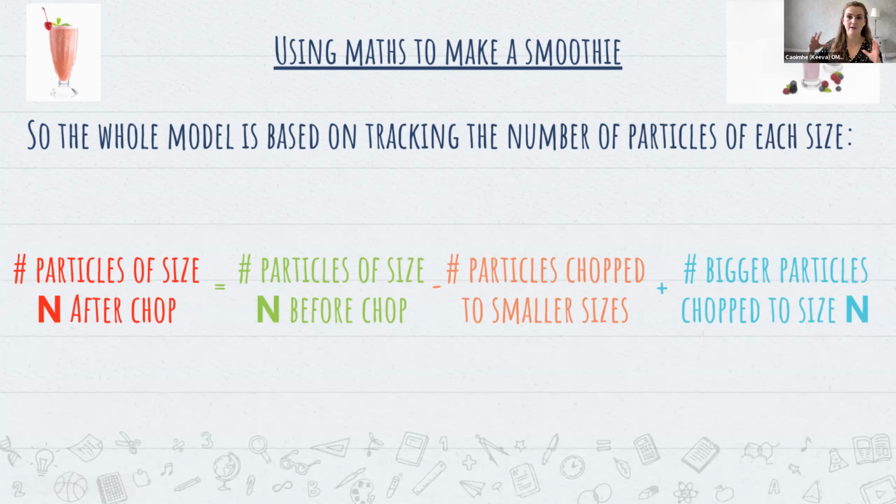Because there couldn't have been any particles bigger than n to possibly be chopped down and become size n. So this is a more general equation for a particle of a particular size n. If there was a particle of size 2n and it was hit by the blade and magically chopped perfectly in half, you'd get two new particles of size n. So you'd have to add those on to the number of particles that you're considering. Does that make sense?